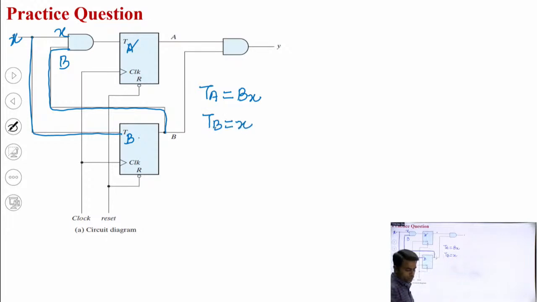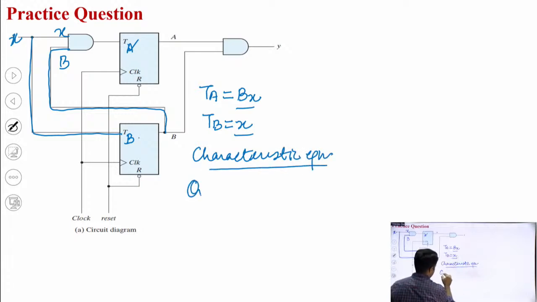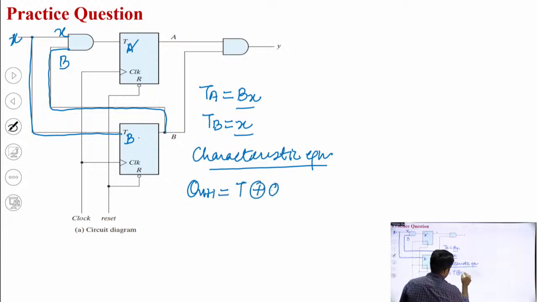But now this is not a D flip flop. In a D flip flop output is equal to input. So if this would have been a D flip flop, then the next state would have been identical to this Bx and X, but this is not the case. So we have to use the characteristic equation of the T flip flop. The characteristic equation of T flip flop says that the next state Qn plus 1 is equal to T XOR Qn.